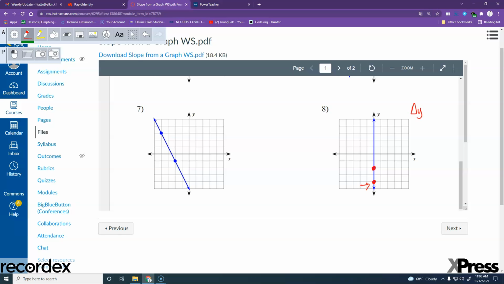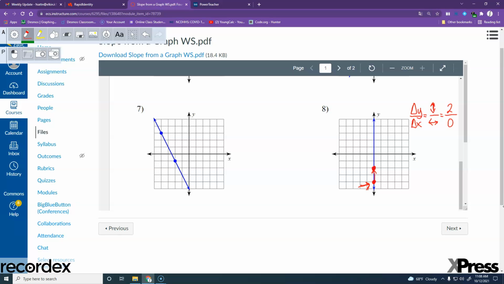All right, same thing we've been doing. Change in y over change in x, which is my rise over run, up or down, left or right. So how much do I have to go up or down to get to the other point, if I start right here at the bottom? 2. And is that positive 2 or negative 2? Up is going to be positive 2. How much do I have to go to the left or right after that? None at all, so that's 0.